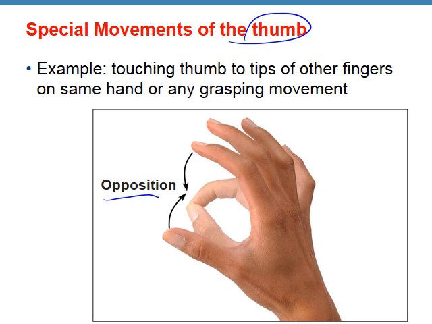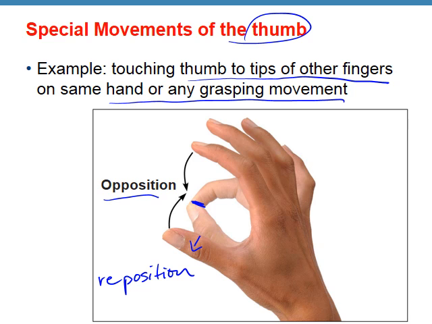The last special movement is of the thumb. So opposition is when the thumb touches the tips of other fingers. So this right here is opposition. When the thumb goes back, you might hear people call it reposition. It goes back to its normal anatomical position. And this is great for grasping, right? To be able to hold a pen. Try taping your thumb to the palm of your hand, and then try to take notes, or try to button a button, or zip a zipper. So having opposable thumbs is a great feature.